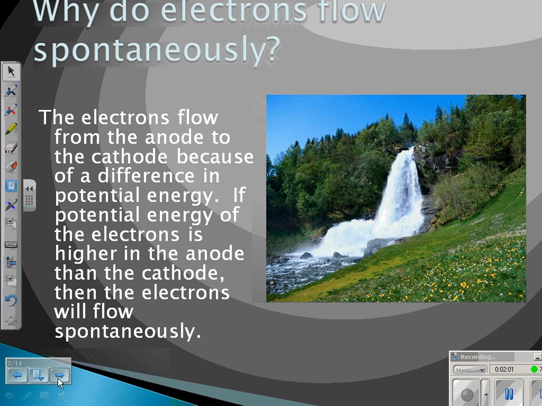So if the potential energy of the electrons is higher at the anode than the cathode, then those electrons are going to flow spontaneously in that direction. Okay, so they'll always flow from the anode to the cathode. And if you think about that, that makes sense, because remember, red cat and an ox. We said reduction happens at the cathode and oxidation happens at the anode. So you're saying they're going from the anode, where you're losing electrons, to the cathode, where you're gaining them. So that should always be a logical connection that you should be able to make.